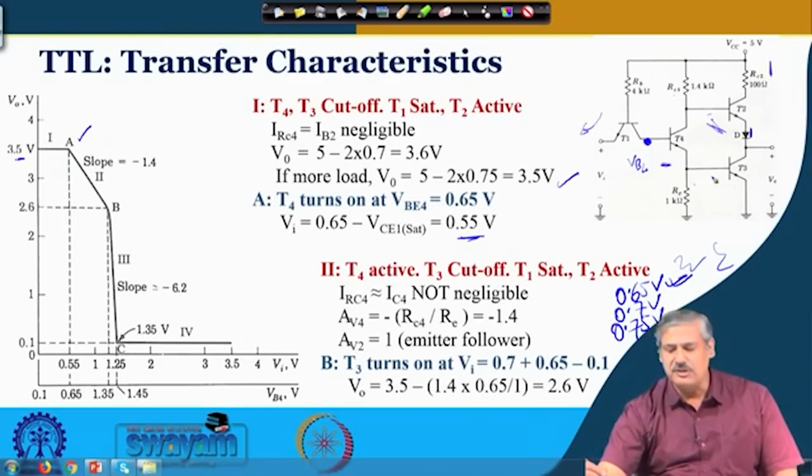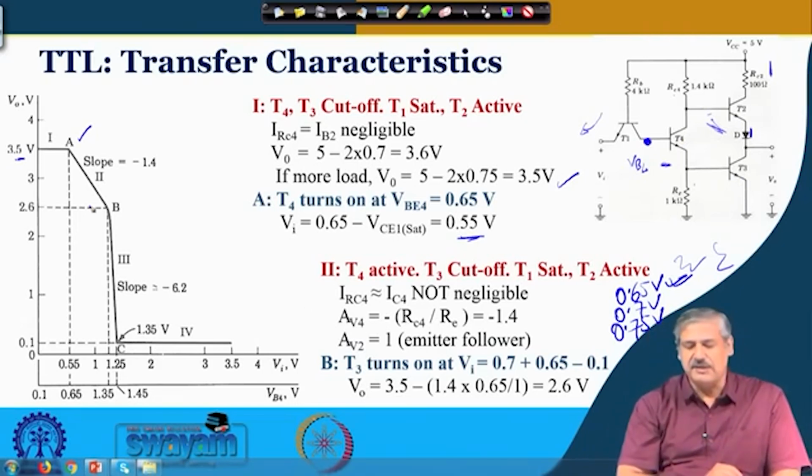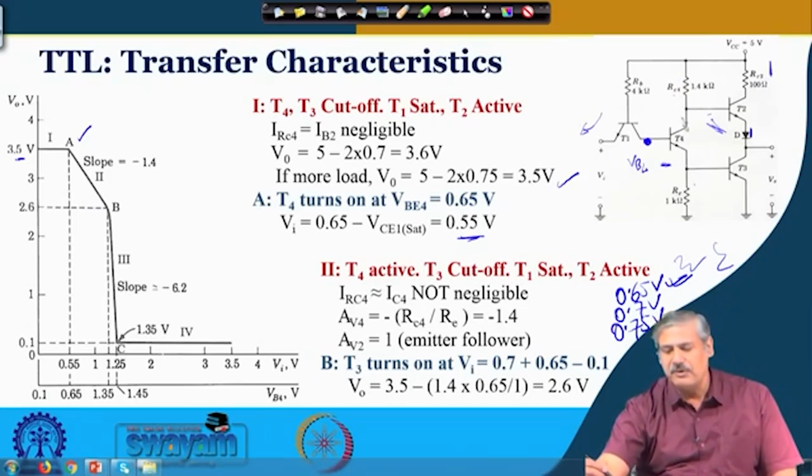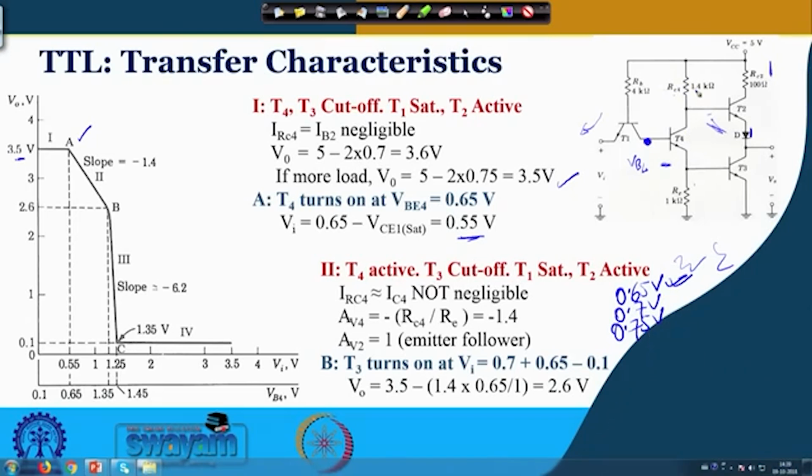So, what will happen at that time? Only this one will be on and T3 is still in cutoff. That is what region 2 is over here. And at that time, of course, since this has started conducting, the drop across RC4 is not negligible anymore.